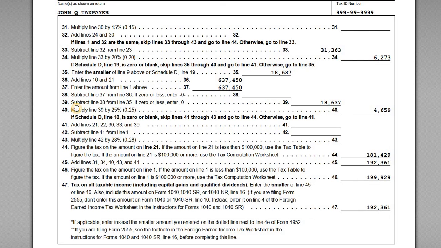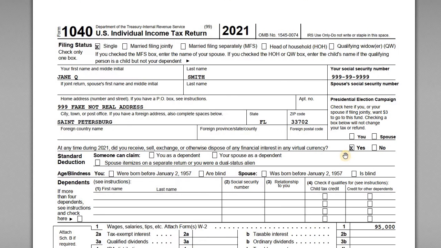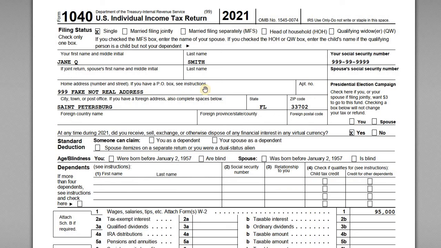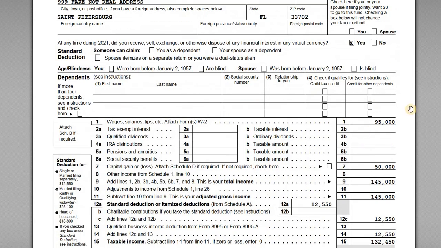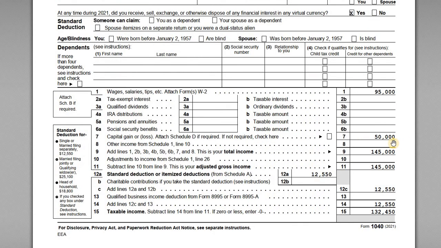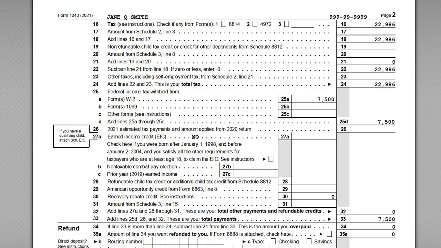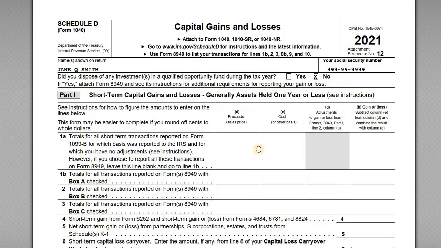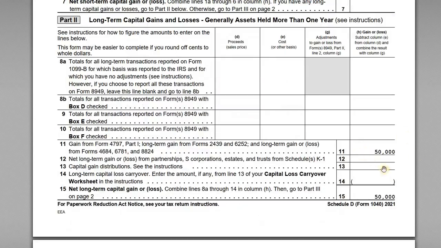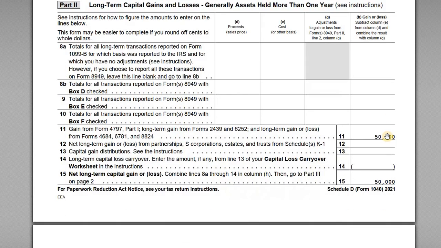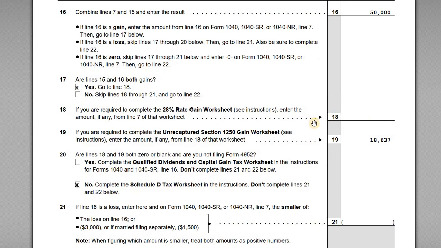So if we go look at Jane's here, we'll see how the rates differ. We've got Jane Smith, right? There's her W-2 income, $95,000, and she's got the same $50K of long-term capital gain, 1231, that's passing through to her. And she's also taking the standard deduction. So if we look at Schedule D, those same exact numbers, right? $50K in long-term gain flowing through from 4797, and then she's got her unrecaptured piece there of 18,637.